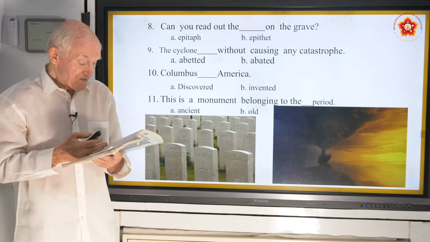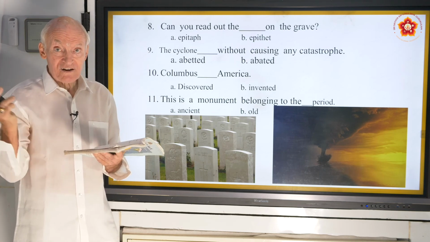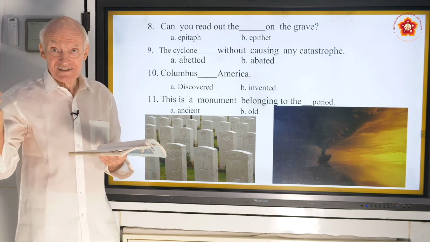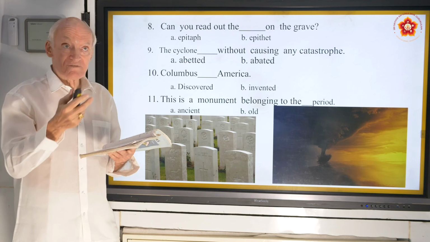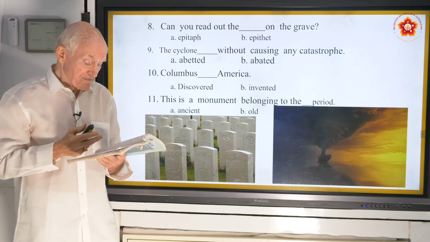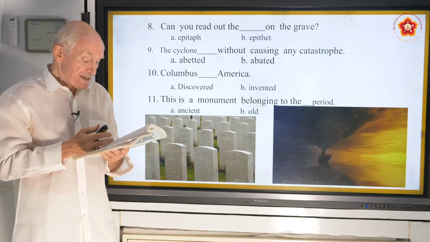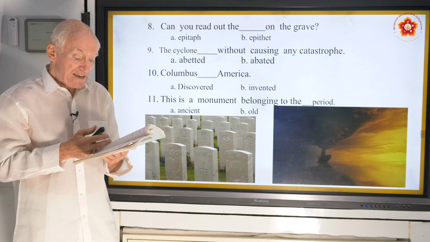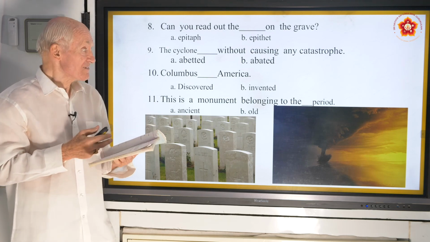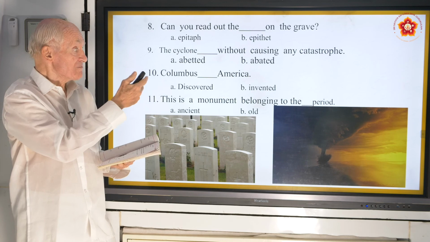The cyclone, we all know what cyclones are. They're hurricanes in the west, cyclones in the east. Big swirls of wind blowing, causing many problems. But the cyclone in this case abated without any catastrophe. The two words are abated and abetted.